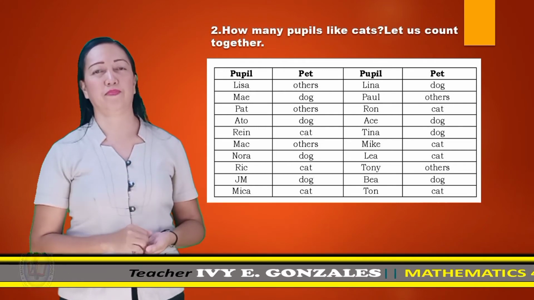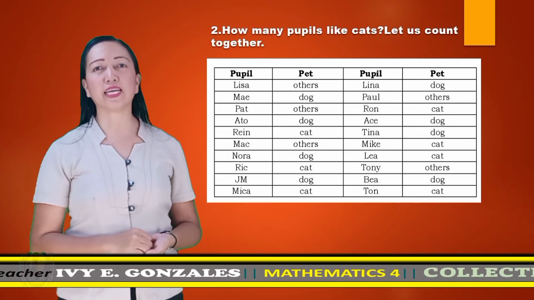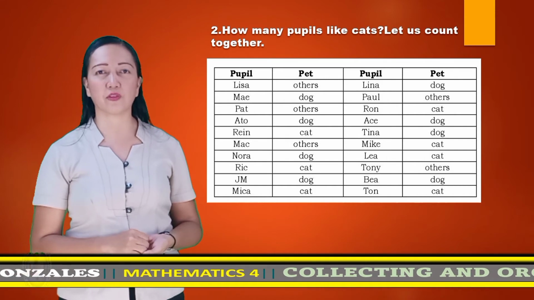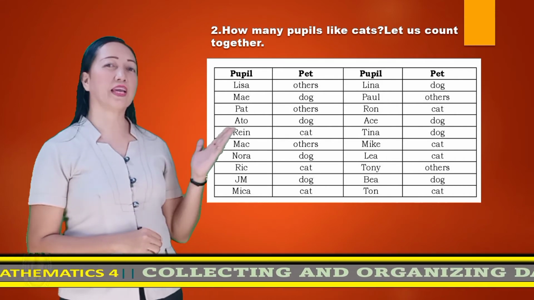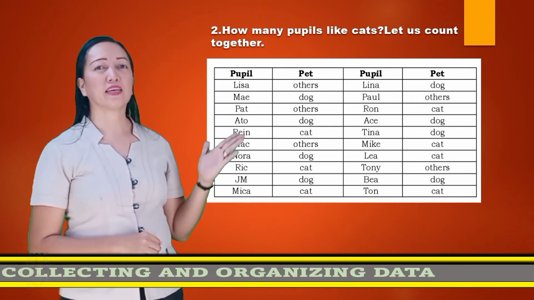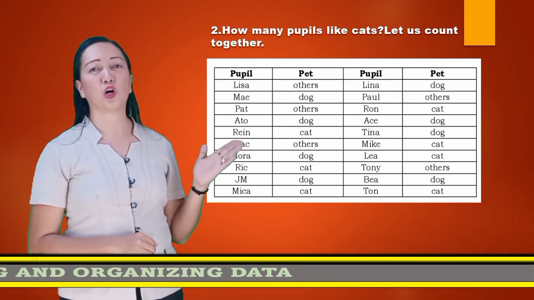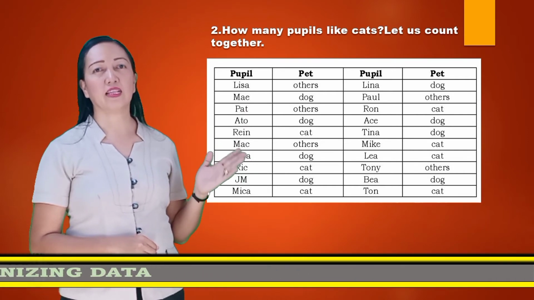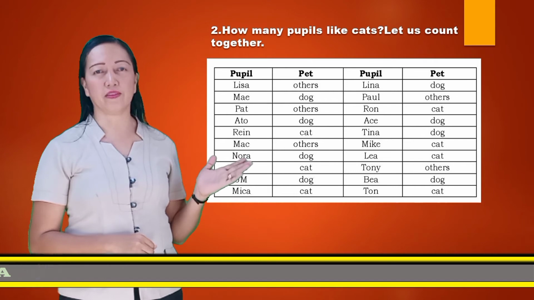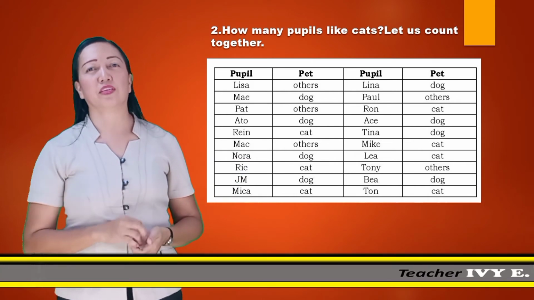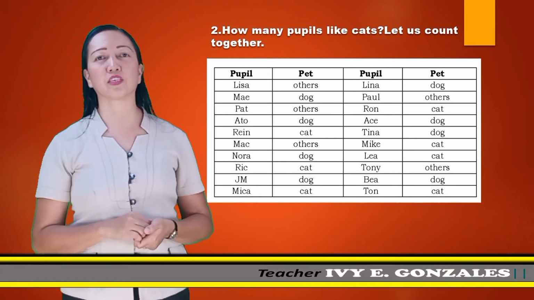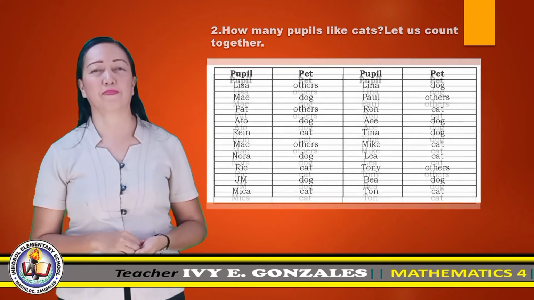Number 2. How many pupils like cats? Let us count together. Rain, Rick, Micah, Ron, Mike, Leia, and Ton. Very good! There are 7 pupils who love cats.